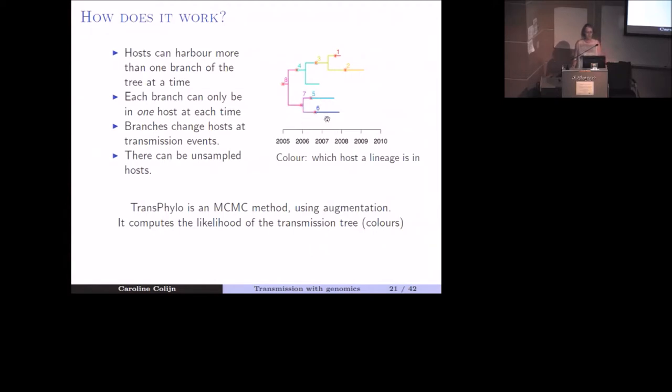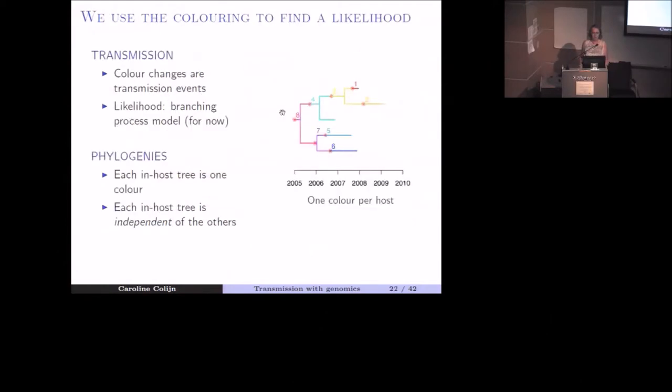Okay. So what we do is we take our fixed input tree, propose a coloring, compute its likelihood, accept or reject, propose a new coloring, compute its likelihood, accept or reject, and we proceed by MCMC. And at the end, we have a posterior collection of these things. Of course, we don't actually color them in. We use computers to do that.